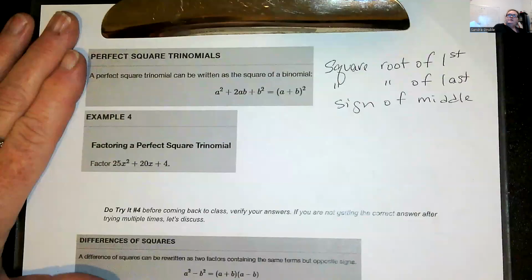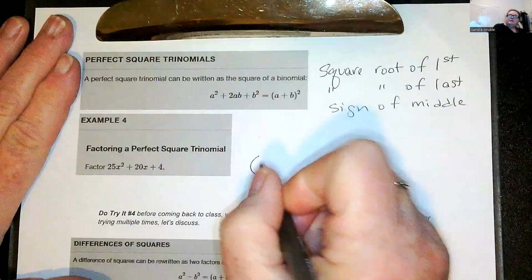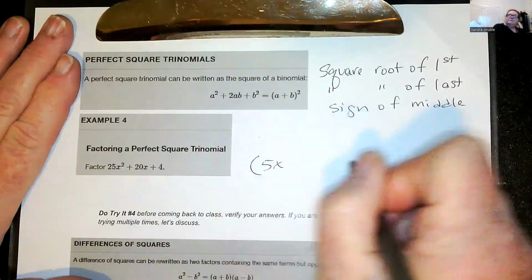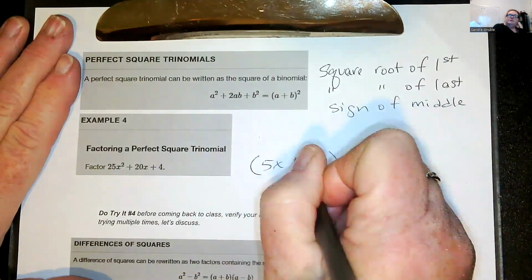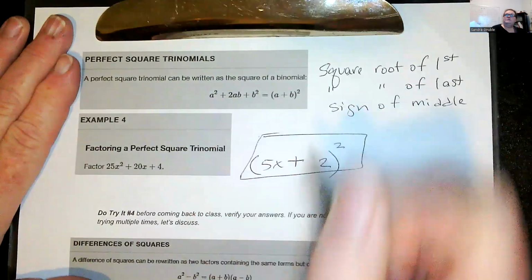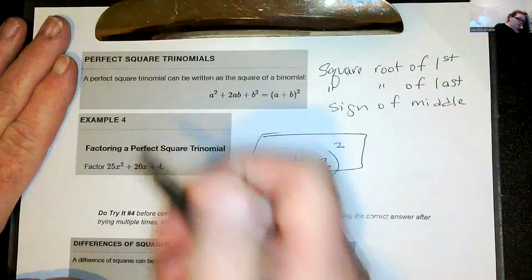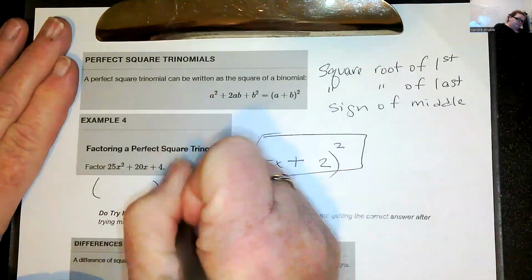Okay. So for this one here, square root of the first is going to be 5x. Square root of the last is going to be 2. And the sign in the middle is positive. Don't forget your square sign. Boom, done. Okay. But how do you know that that's what it actually comes out to? Unless they tell you.